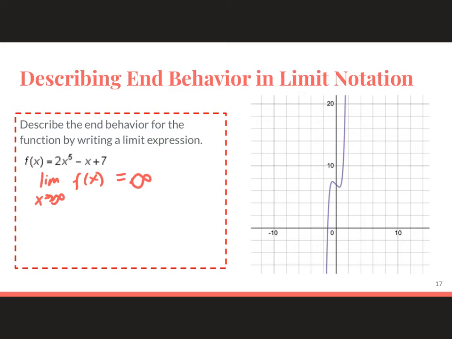If I'm exploring the left end behavior, the way that I can write it in limit notation is, instead of x approaching positive infinity, where we're constantly going to the right, we're going to go to the left. So x is approaching negative infinity.